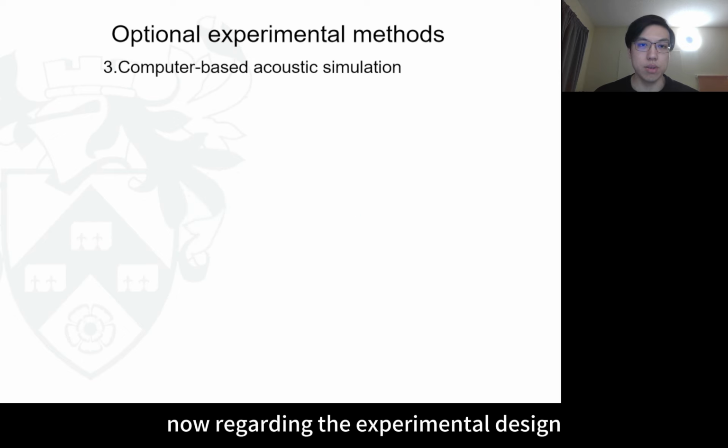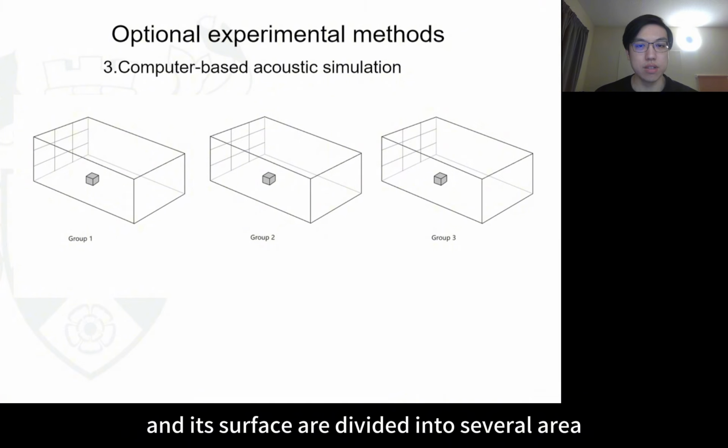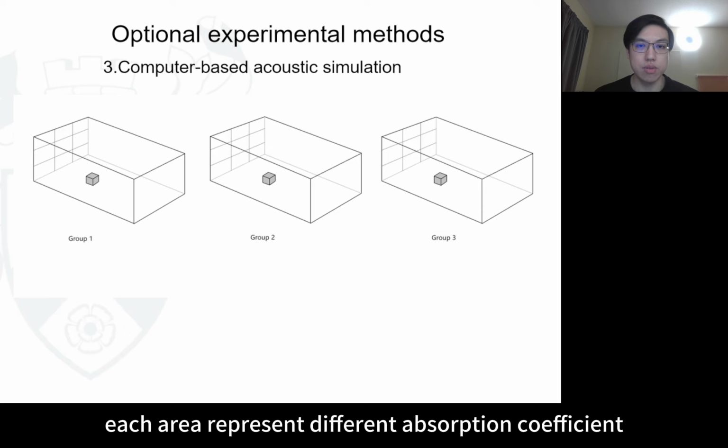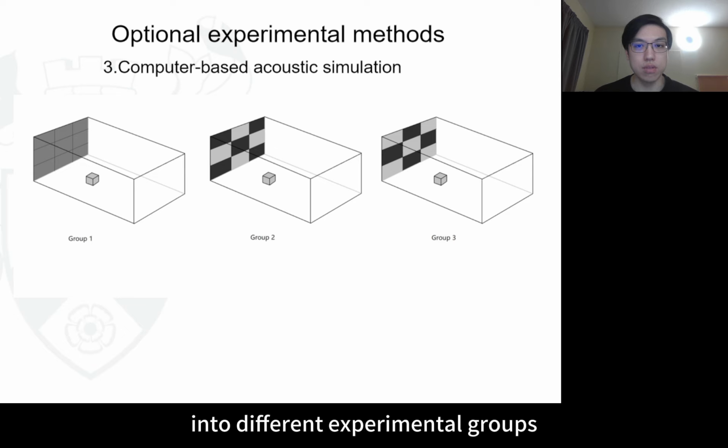Now, regarding the experimental design, as shown in the figure, we have a room, and its surfaces are divided into several areas. For demonstration purposes, I have divided it into 9 areas. Each area represents different absorption coefficients, and we can categorize this distribution into different experimental groups.